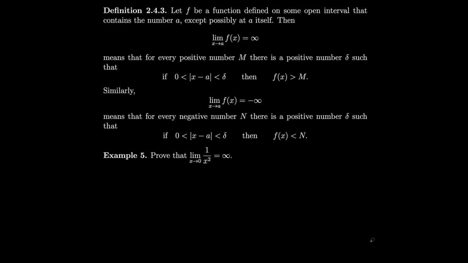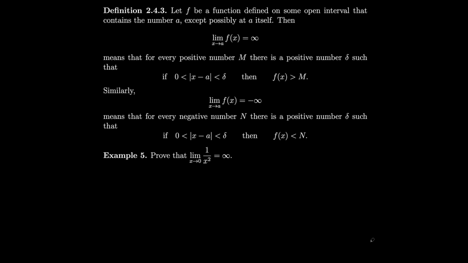Okay, let f be a function defined at some open interval that contains the number a, except possibly at a itself. Then the limit of f of x as x approaches a equals infinity means that for every positive number M, there is a positive number delta, such that if absolute value of x minus a is less than delta, then f of x is greater than M. So we're saying that no matter what number you pick, the biggest number you could possibly think of, our function will still be bigger than that number. That makes sense when we think about a limit going towards infinity, it's bigger than every number.